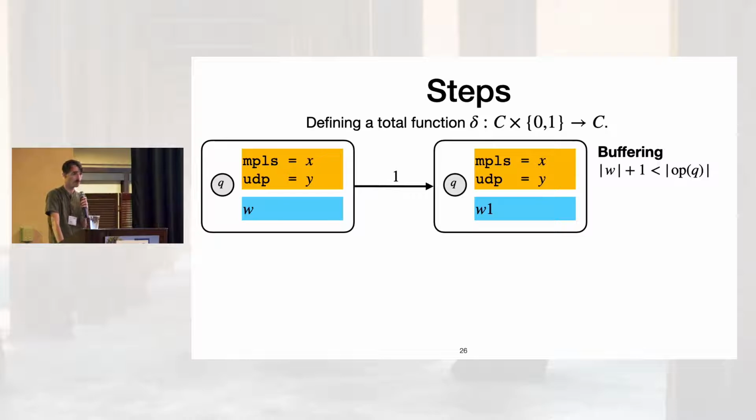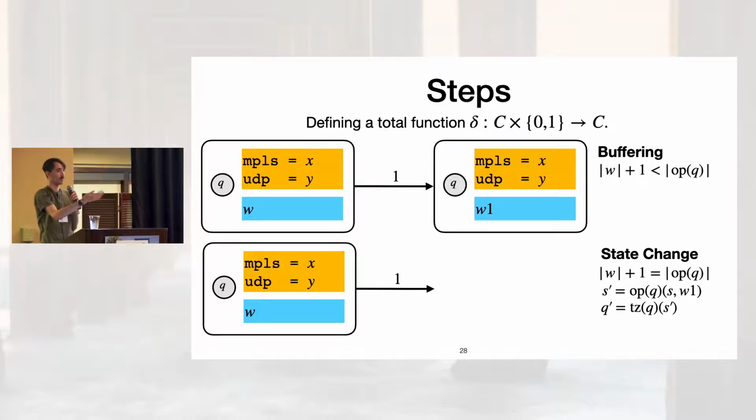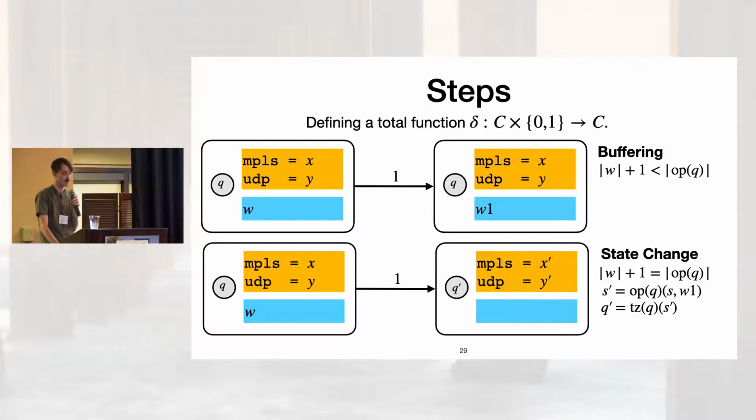And once your buffer is full, then you actually have some work to do. So given this condition, you define a new store, s prime, by running your operation with your full buffer and your current store. And then you branch on it using your transition to get out a new state, q prime. And you clear the buffer since you're now in a new state. Okay, so these are the transitions. And the point here is that most of them are going to be buffering transitions.